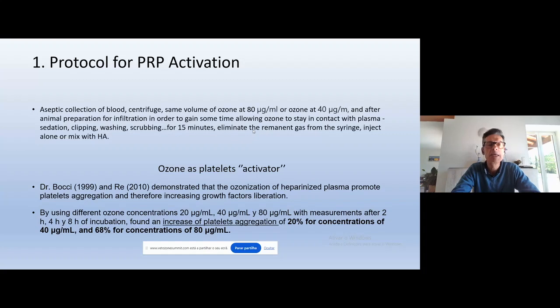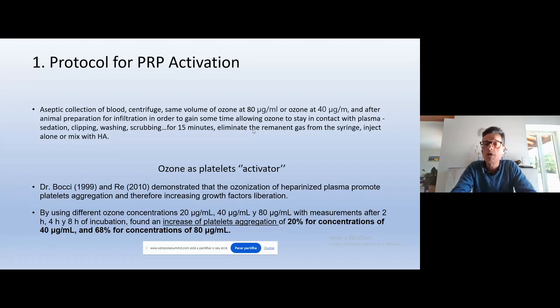We are thinking about it, maybe arriving at some stables, doing first your orthopedic examination, deciding which horses are going to make PRP, and then collecting the blood, leaving the blood incubating, and then using it after. And what does Bocci say? He says that the plasma in contact with ozone at 40 micrograms per milliliter increases by 20% the growth factor liberation, and with 80 micrograms increases 68%.